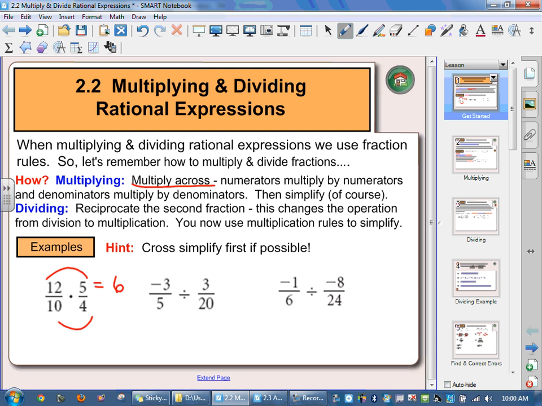I would get 60 over 40, and then your last step is always reduce. So you would math frac that. And when you math frac it, you're going to get 3 over 2. Okay? Should give you 3 over 2. Everybody try it.